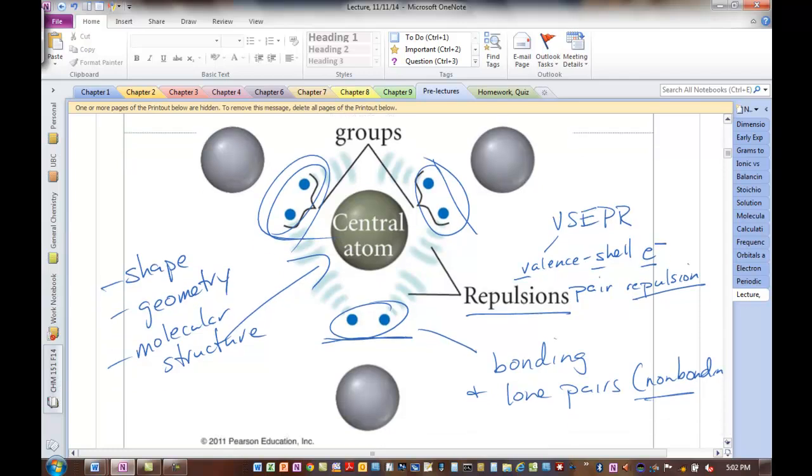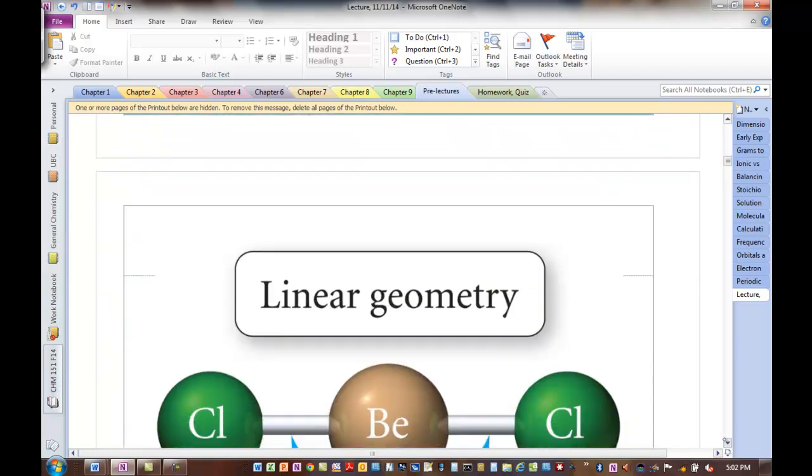Valence shell electron pair repulsion model. This model was developed, I believe, in the 1950s by Gillespie and I can't remember the other guy's name. I should have looked it up beforehand. I remember Gillespie's name because I met him at a conference, I think in 1993.